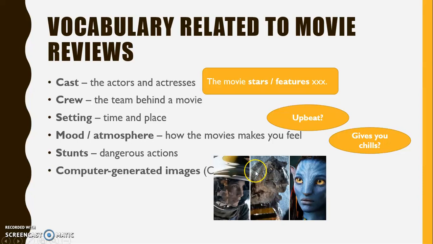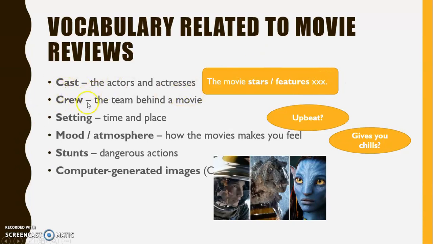Now here are some vocabulary related to movie reviews. After doing the unit on progressive English, you should have some ideas already, but here are more. Just now I talked about this. The cast is the actors and actresses. In a movie review, you may want to use the verb to star or to feature someone as well. For example, you may say, the movie stars Tom Cruise, the actor's name, or the movie features a person.